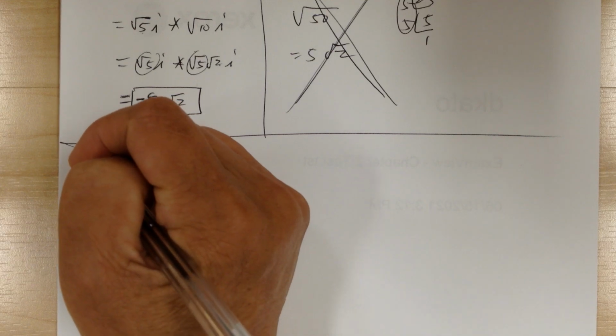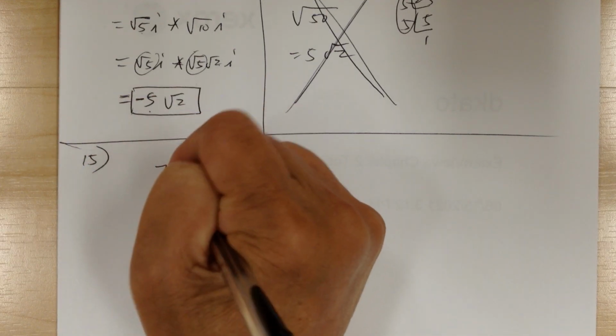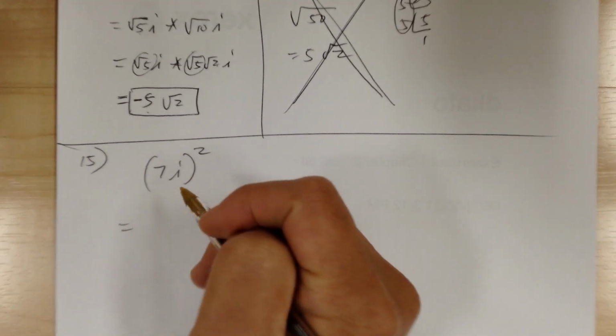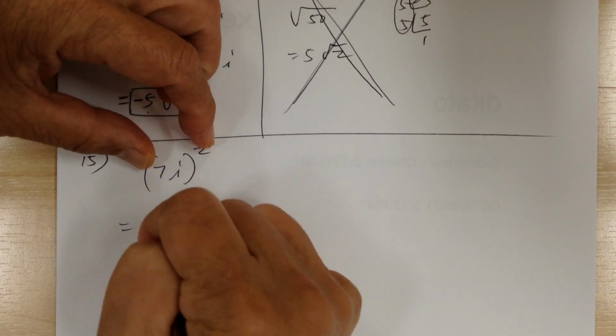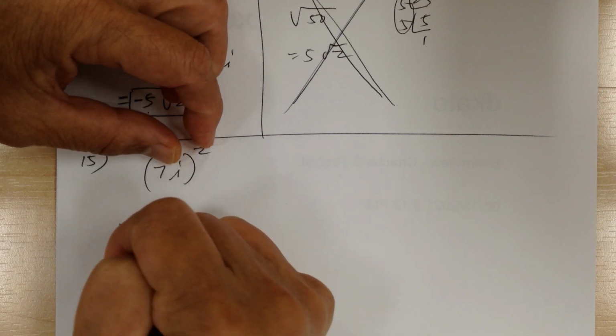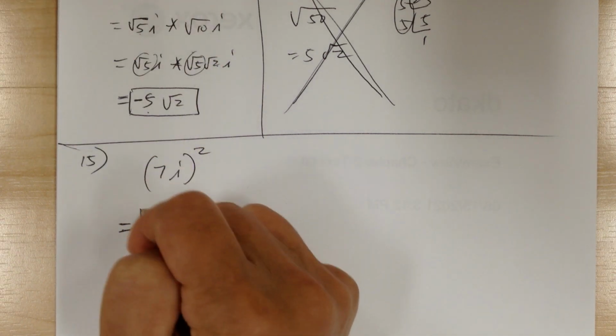Number 15, you got 7i squared. So again, you have to distribute. So 7 squared is 49. i squared is equal to -1. So the answer would be -49.